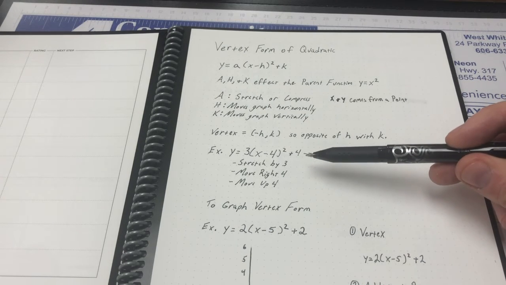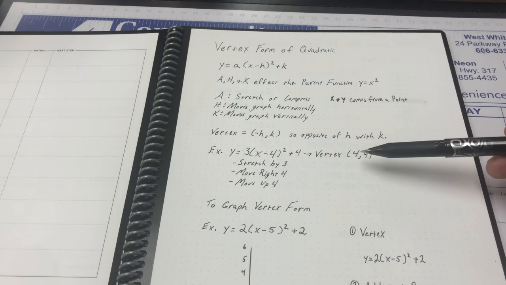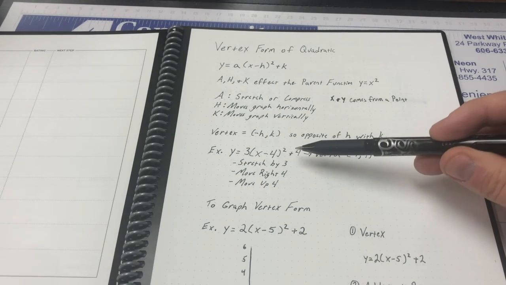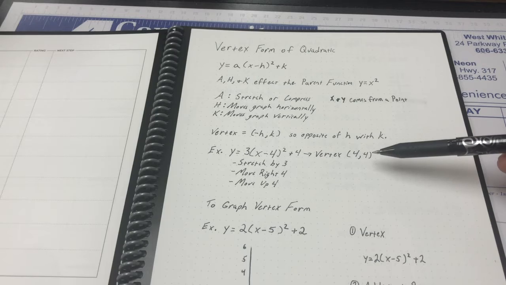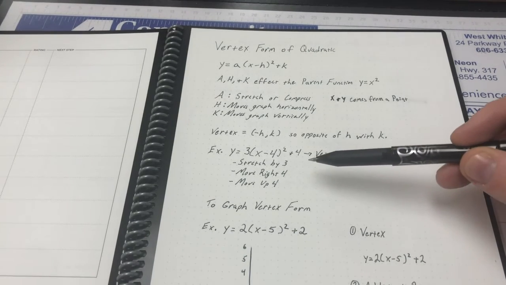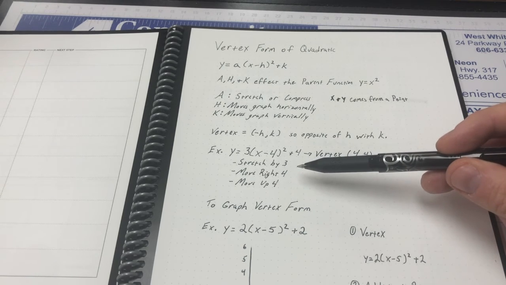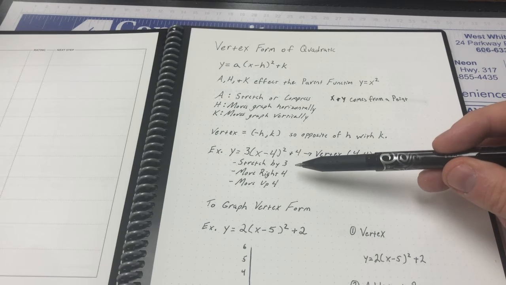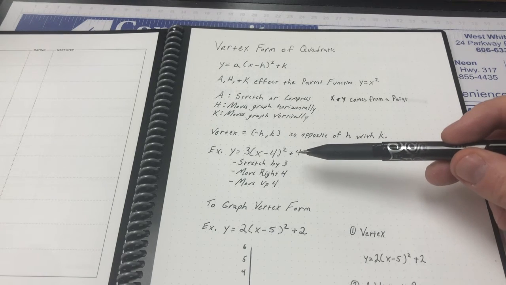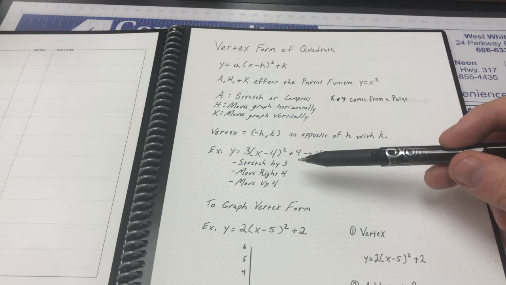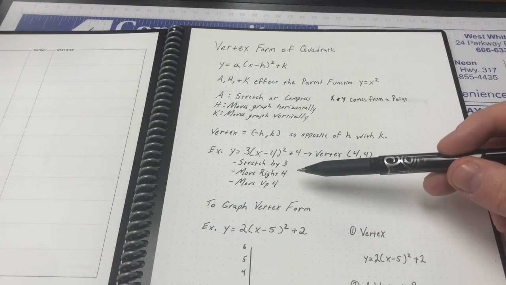If you look at the equation, you've got y equals 3 times (x minus 4) squared plus 4. So your vertex would be 4, 4. The opposite of -4 is +4, and then the +4 that's in your k spot just kind of tags along. If I was to ask you all to describe what happens, the 3 would stretch it by 3, so it would make it more of a narrow graph when you look at it.